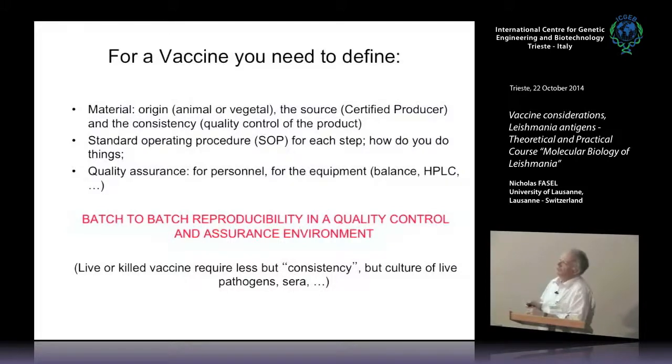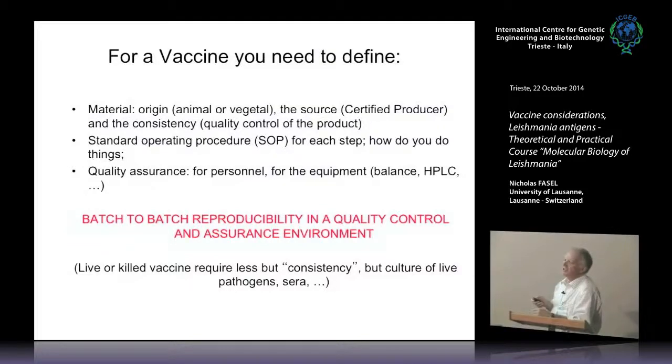For a vaccine, what you need to do is first define your material. And everything needs to be defined. If you want to produce a recombinant vaccine, for example in higher eukaryotic cells or yeast, every single component must be defined, and you need to have a proof of the quality of your product. For example, if you use a serum or any kind of amino acids, they need to be defined. You need a sheet showing the quality of your amino acids. So you need a certified producer, and you need consistency, so quality control of the product.